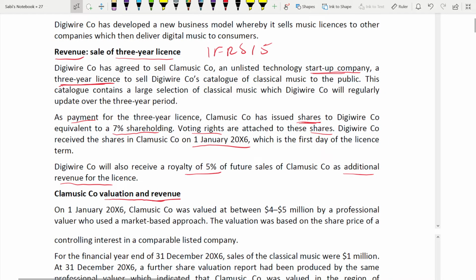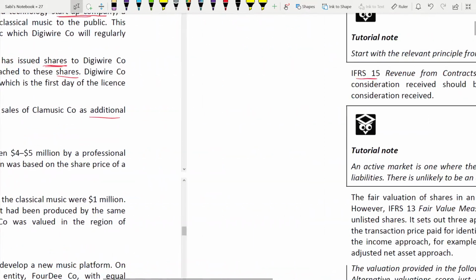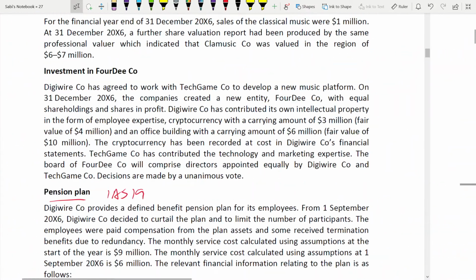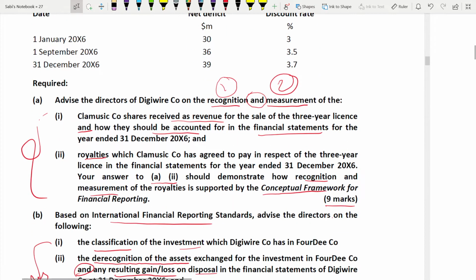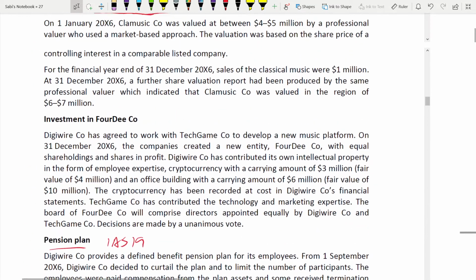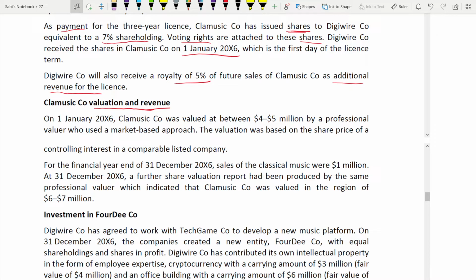So before that, let's read this, Clay Music's valuation and revenue. You need to read this as well because it's related to revenue and all.